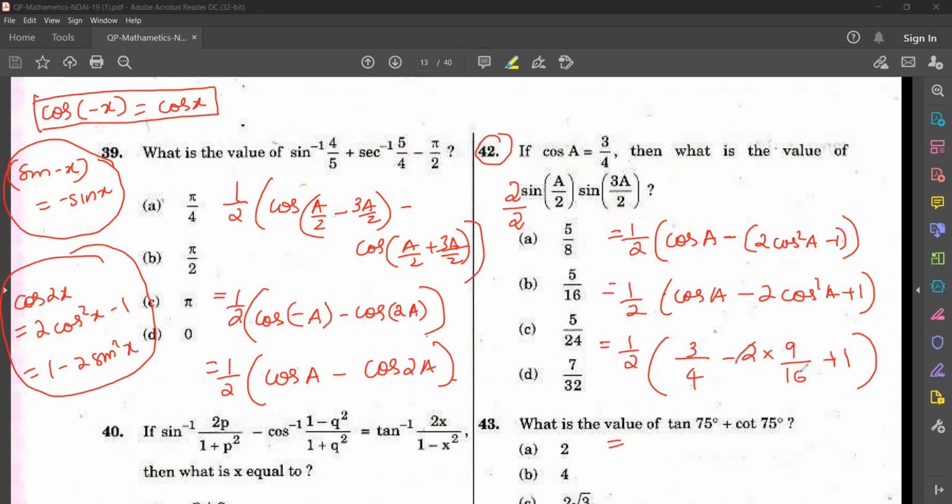Now it's just solving. 1 by 2 into, when I multiply 2 on the side, 6 minus 9, that is minus 3 by 8, plus 1. So minus 3 by 8 plus 1 means 8 minus 3, that is 5 by 8. 1 by 2 into 5 by 8 is 5 by 16. The answer is option B, 5 by 16.